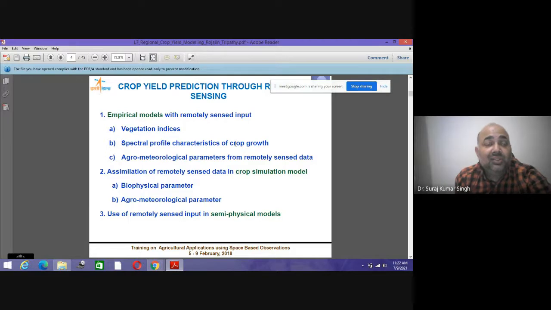data. Agrometeorological means we have already stated what is the solar radiation, what is the precipitation, what is the soil moisture, what is the water table. So all such parameters will be used from the secondary data and will be converted so that it can be correlated with the crop yield estimation. Finally, assembling of remote sensing data in crop simulation model. So there will be assembling both the parameters, whether you say about biophysical parameters or agrometeorological parameters, all will be taken into consideration to finally create a semi-physical model.